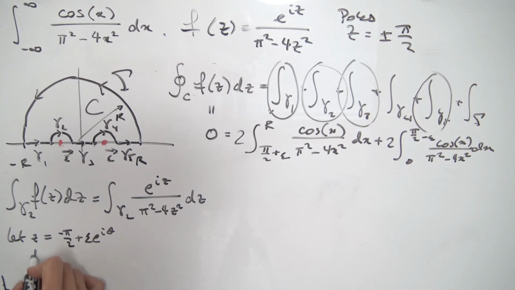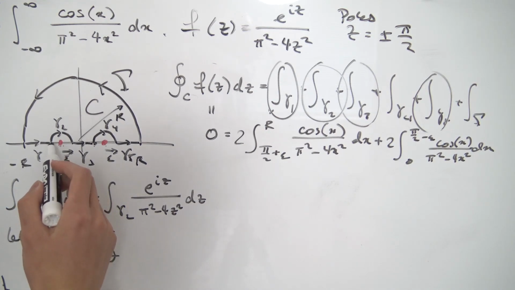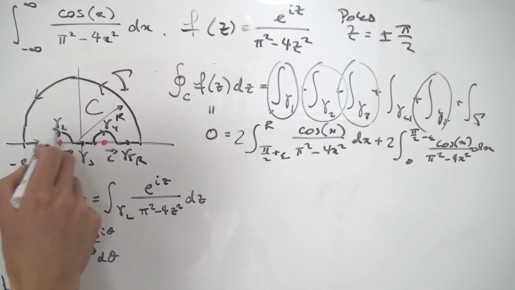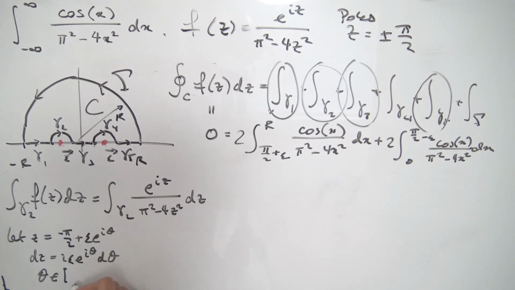And now let's differentiate both sides. So dz is equal to, differentiating this isn't too bad, just some basic chain rule. So i times epsilon e to the i theta d theta, like so. And now we can substitute all of this stuff back in. Actually, I forgot one thing right here. We have to figure out the domain for theta, because we want to go from this left side right here to the right side, which means theta starts from pi and it goes all the way to 0. So I'm going to use a bit of weird notation right here. We're going to go from pi to 0, like so.